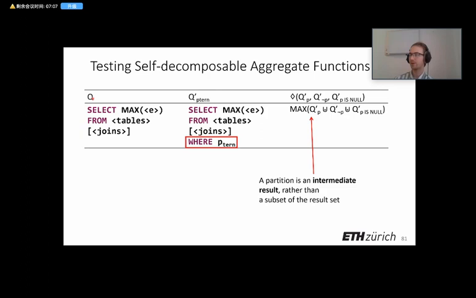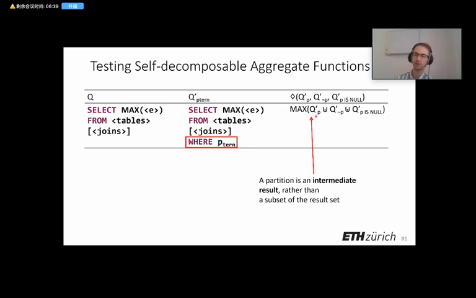Specifically, while for the other test oracles, a partition always corresponded to a subset of the result set, here a partition is actually the intermediate result computed so far. So for the maximum value, this means that each partition corresponds to the maximum value computed for the rows that are selected by the respective partitioning query. And then we also need an outer aggregate function to compute the overall result.